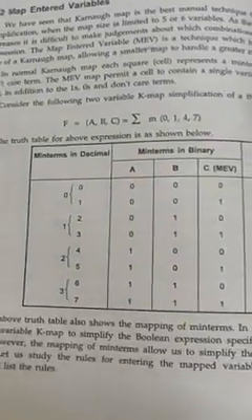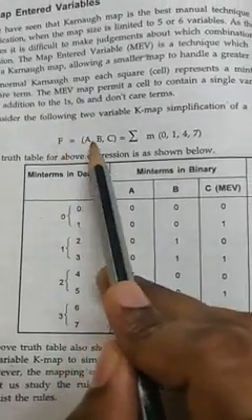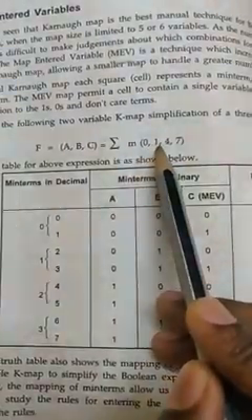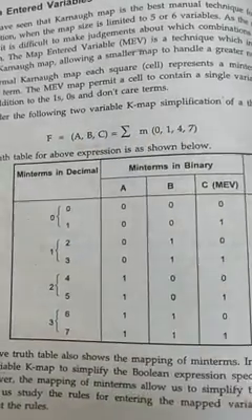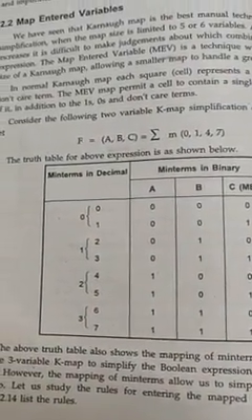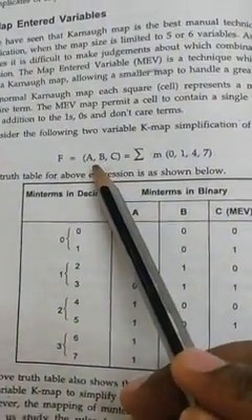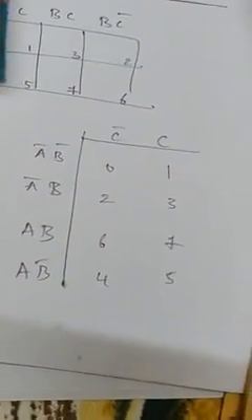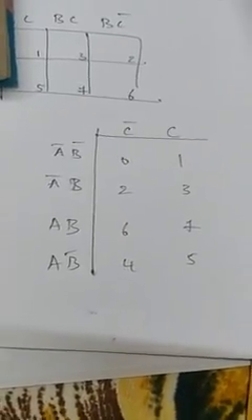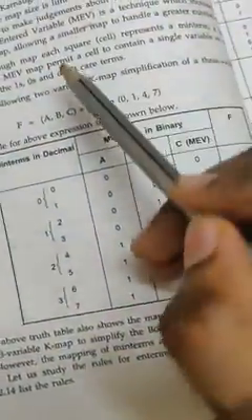Here it is very simple. Actually, it's not as simple as you people think. Look at this expression: f of a, b, c is equal to summation of m 0, 1, 4, 7. The given expression is 3 variable. If you want to simplify this expression, which variable k-map are you supposed to use? Obviously, you are supposed to use a 3 variable k-map, right? You might have seen it like this. This is a 3 variable k-map. You're supposed to fill the values, group the cells, and write the expression. I hope you remember. This is how you're supposed to do it.